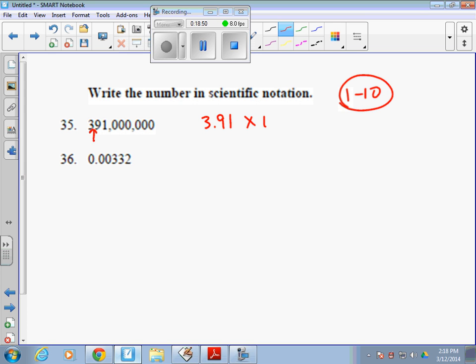3.91 times 10. It's a great big number, so it's going to be a positive exponent. Just count how many times you've got to move it: 3 times, 6 times, 7, 8 times. So 10 to the positive 8th.